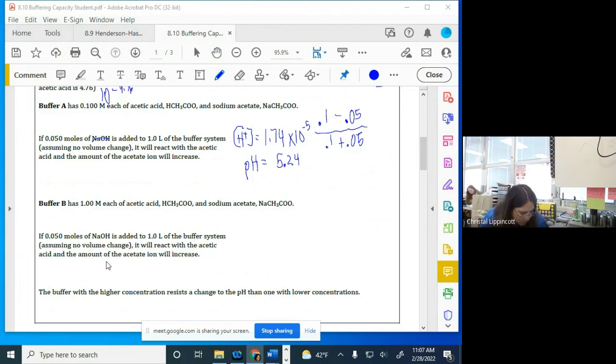Is it buffer C? Oh, but it's 1 molar. Yeah, this is 1 molar. So it's just the same thing, but with 1 molar. So it's going to be 1 minus 0.05 over 1 plus 0.05. But the pKa is still the same. Yep, pKa doesn't change. The only thing that's going to change that Ka value is temperature change.